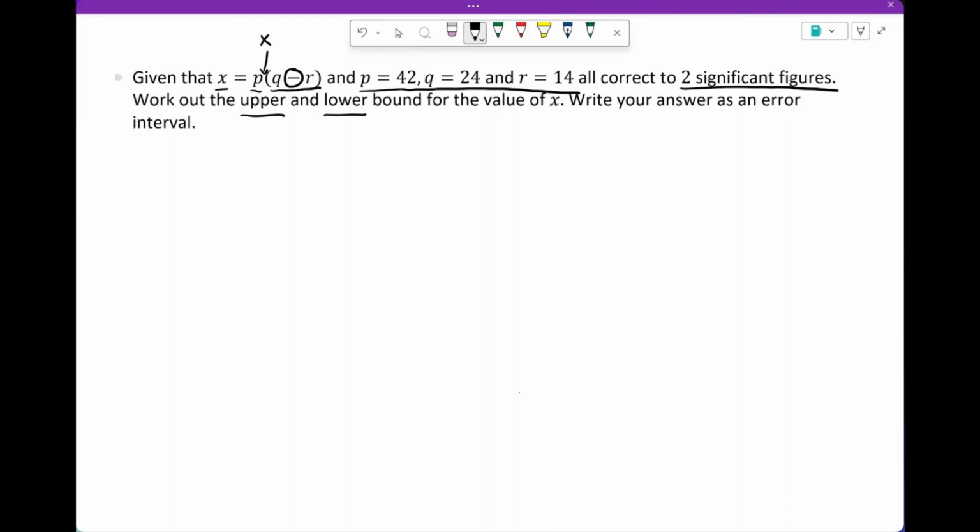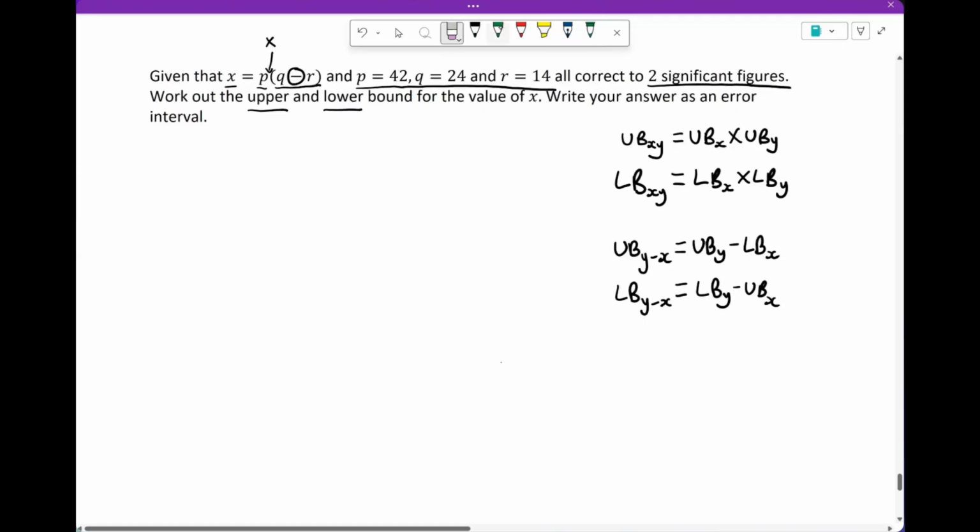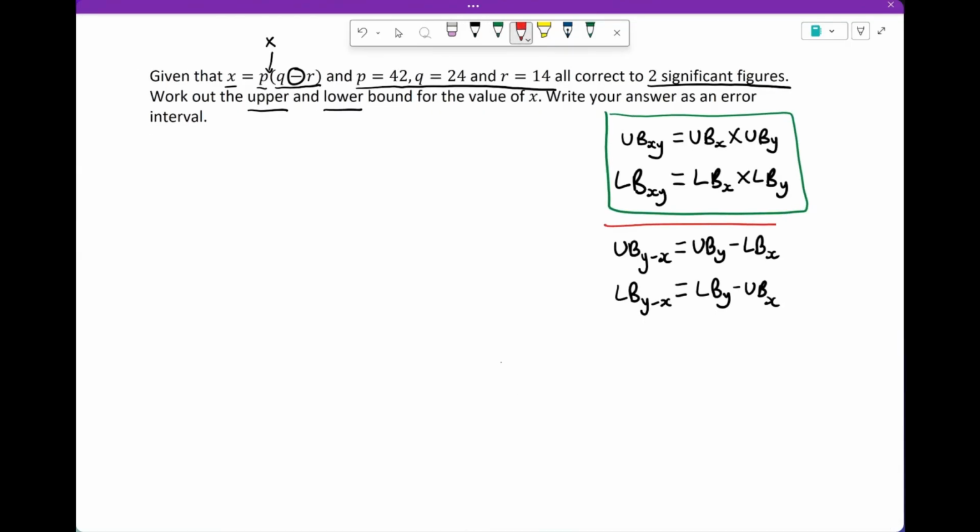So given that we're dealing with both multiplication and subtraction, that means we're going to have to consider our rules for both multiplication and subtraction. So I've got those rules written here on the side, which are going to come into use later on. However, the first thing we're going to have to do is obtain the error intervals for p, q, and r. Now the good news, they've all been rounded to two significant figures, and all the numbers are two-digit numbers. So therefore, the error intervals should all take a similar format. So I should only have to do the error interval for one of these.